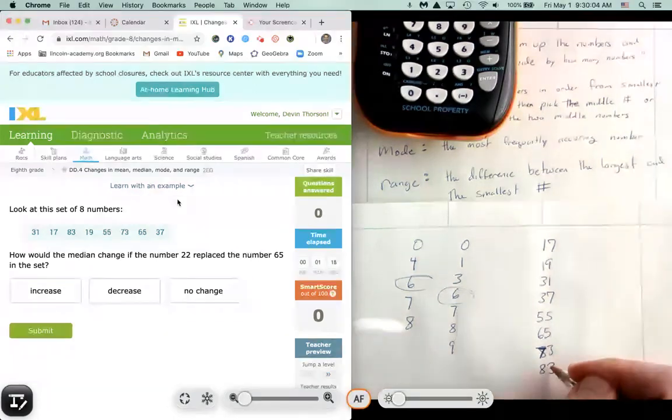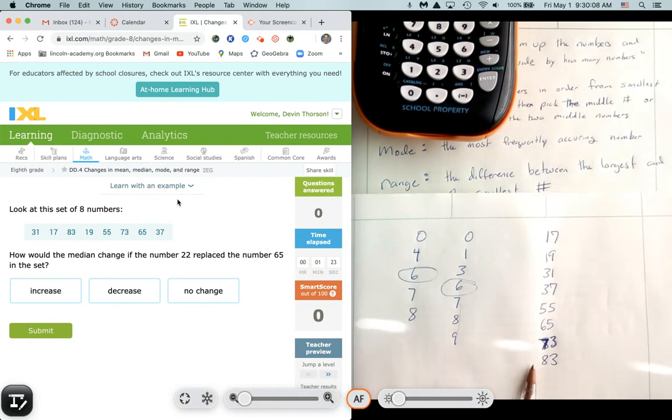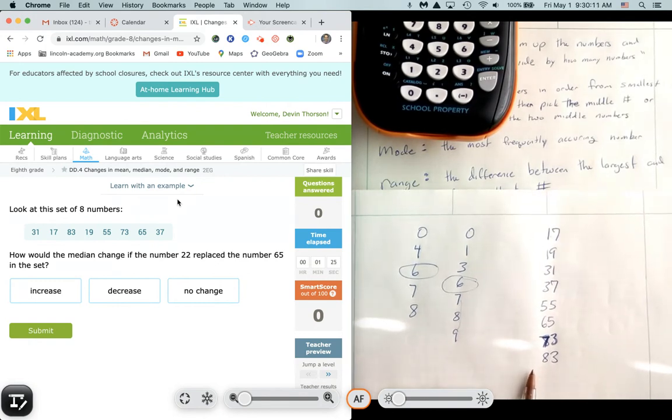Oh, good. The 3 ends the same. All right, so 73. Now I got all my numbers. So again, I always verify to make sure I have them all. Now, the first thing I want to do is see what the current median is.